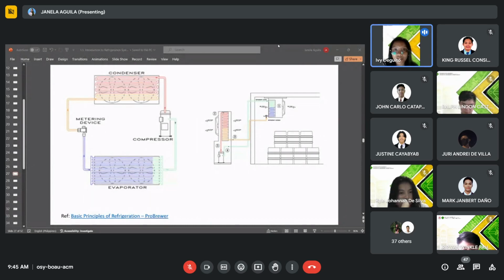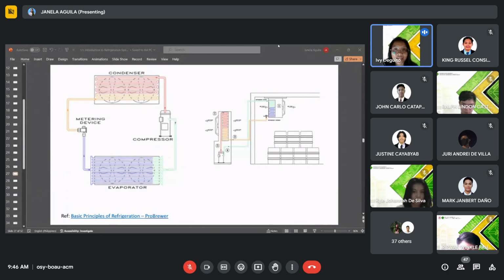So, yung refrigerant ay kino-compress in a compression chamber. And then, lalabas na siya sa compressor ng high pressure. And kapag high yung pressure natin, high din yung temperature. So, siya na ay high pressure, high temperature vapor. Tapos, yung high pressure, high temperature vapor na yon, papasok siya sa mga tube na nasa condenser.